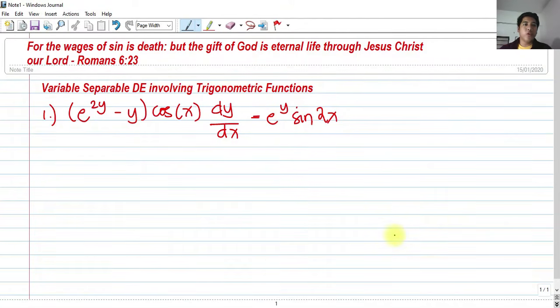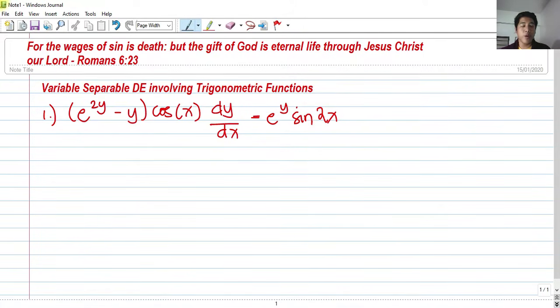Hi guys, so for today we're going to talk about variable separable DE involving trigonometric functions, and this is part 2 of our variable separable in differential equation. If you haven't watched the first part, make sure to watch that first because in that video the examples are basic examples. For today's video we'll be solving some variable separable involving trigonometric functions. We have 3 examples for this video, and I hope you watch this until the end.